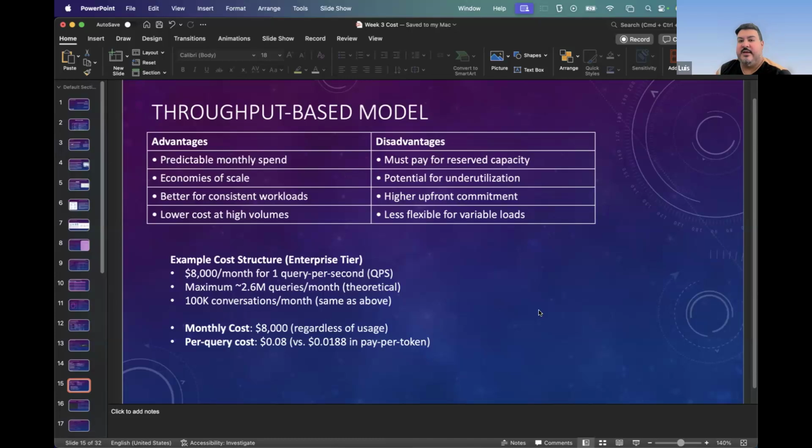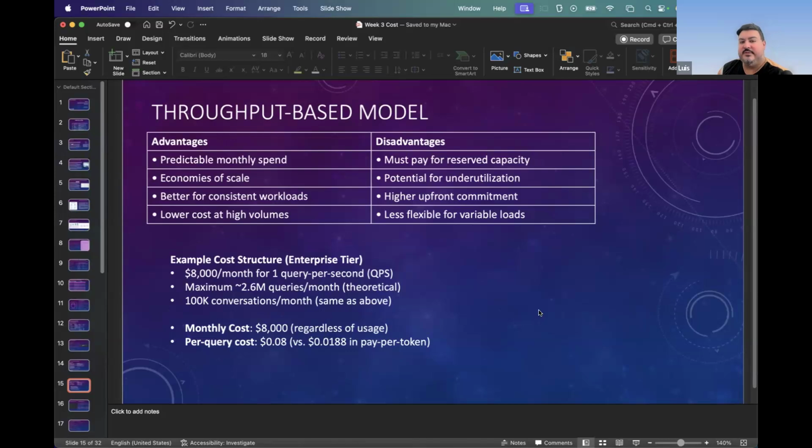So what are the disadvantages of throughput? You have to pay for the reserved capacity. For example, it could be up to $1,000 to $8,000 a month just to have this reserved capacity for you. There's potential for underutilization. You might only have 60 people use your chatbot that month, and you're paying all that money and not getting the best bang for your buck. There are higher upfront commitments. Again, you're paying all this upfront, and it's less flexible on variable loads. So this is something you have to look at: your load and the balancing of when you have these models.